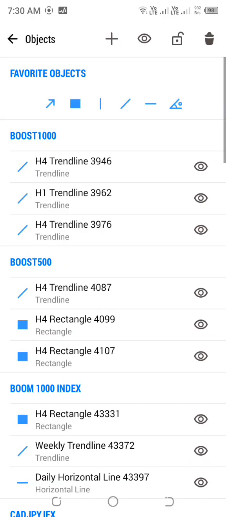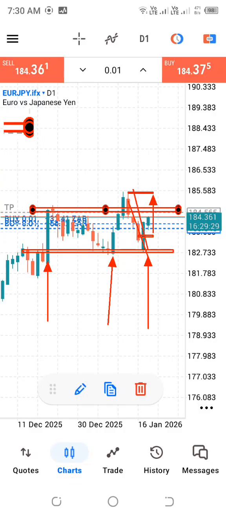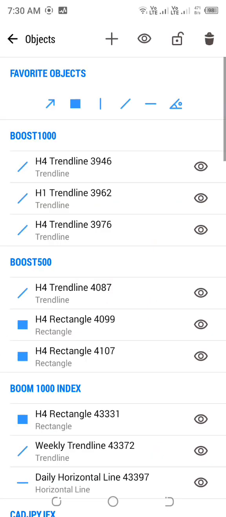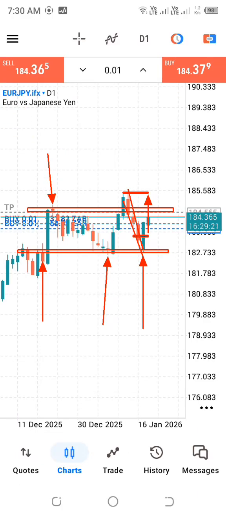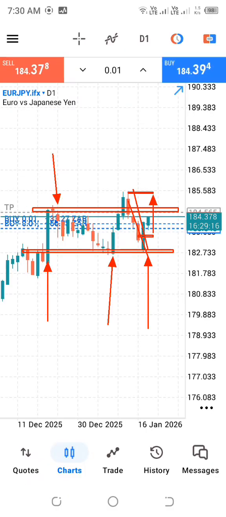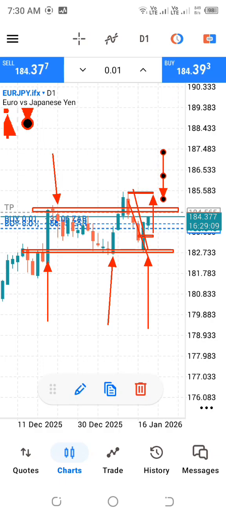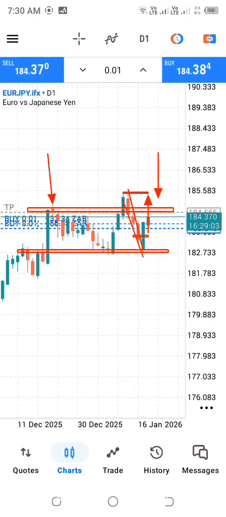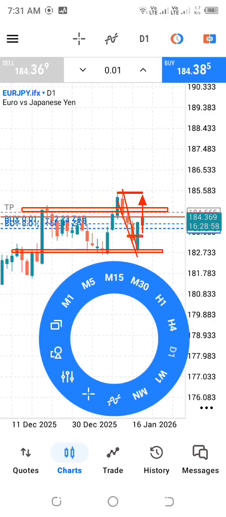So let me put another one here where my TP is. It's resistance, right? If you have one, then you expect another one here. So let me remove them. Let me go to the 4-hour time frame.